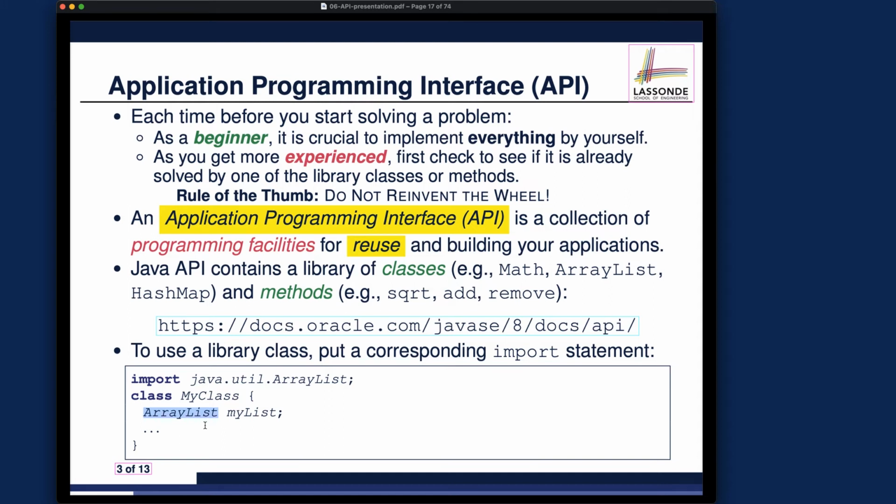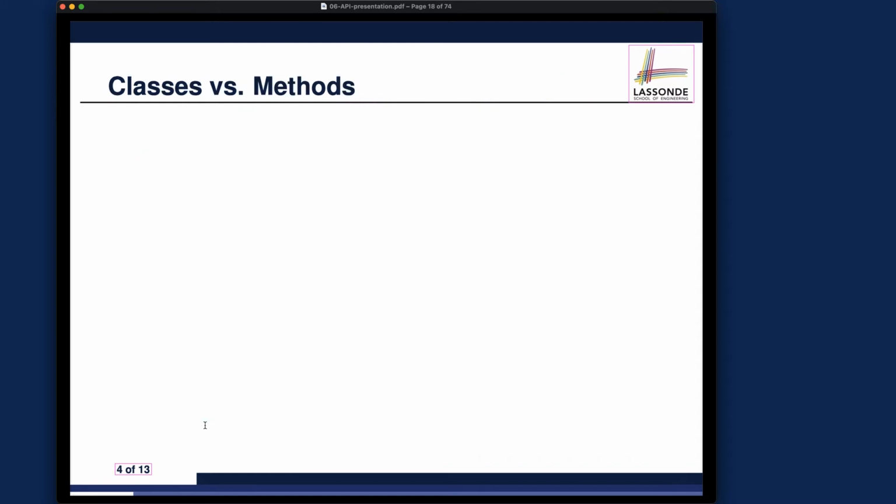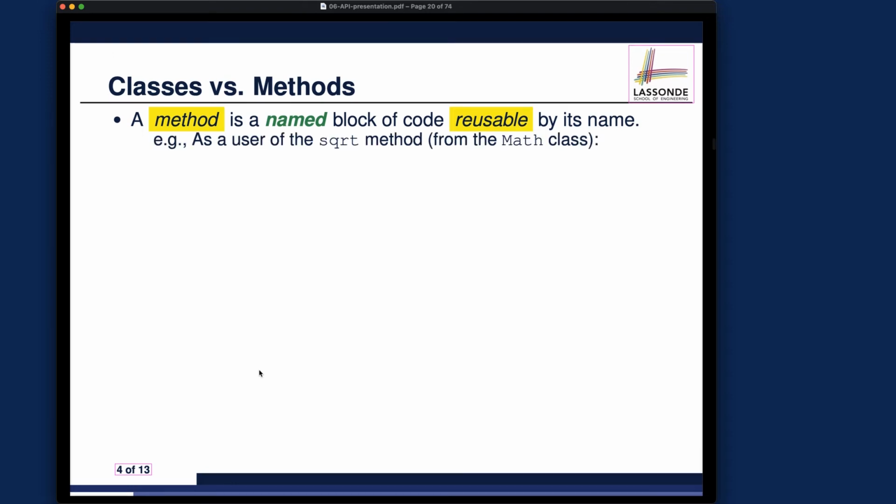Right, so let's now review some concepts very quickly. Let's go over the concept of classes versus methods. A method is really a named block of code, reusable by its name. That's something we emphasized already when we spoke about the object-oriented aspects of the Java programming language. So for example, if you want to use the square root method from the Math library class, you don't really have to know how exactly the square root method has been implemented. You simply call its name and then use it. That's all you have to do.